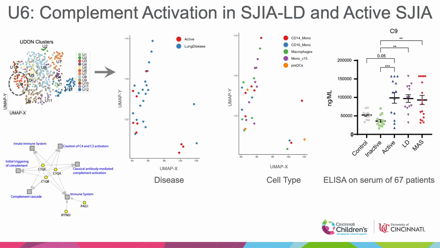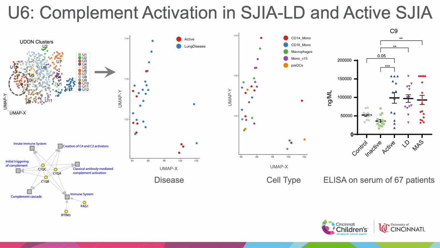We also saw a novel gene pathway in Udon cluster 6 that was associated with complement activation. A subset of monocytic populations were associated with complement activation in SJIA with lung disease and active SJIA patients. This was particularly interesting because previous studies showed elevated levels of complement components in SJIA patients, but no study had investigated the involvement of these complements in SJIA with lung disease and the potential cell types that are associated with it.